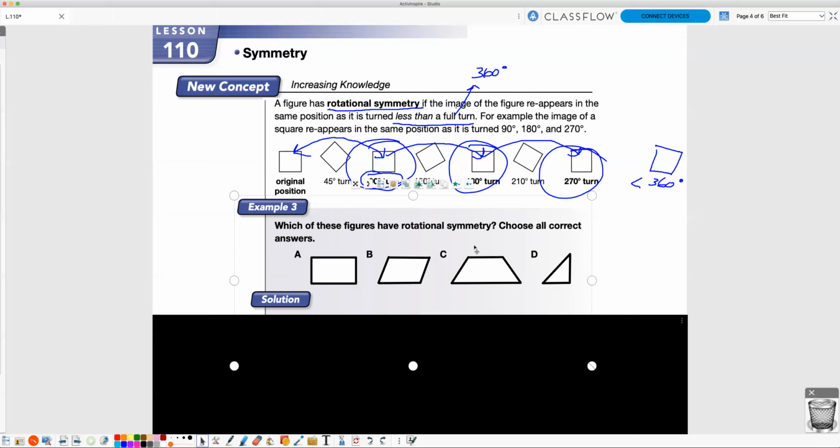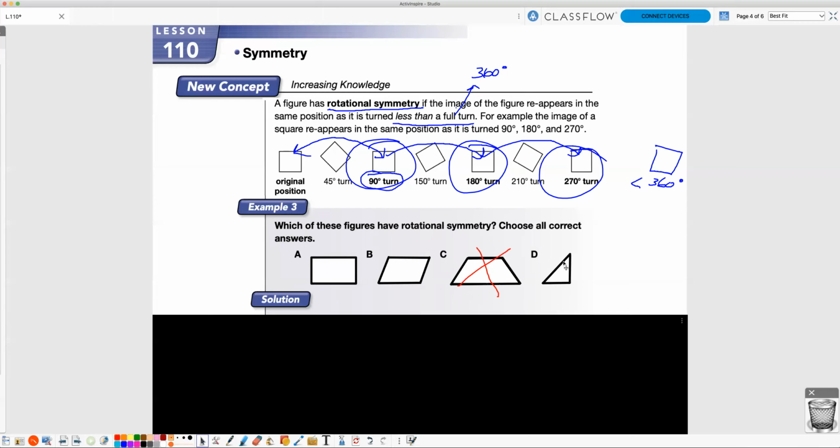Let me see if I can grab this again. Let's see. No, there we go. So if I'm going to rotate this one at any point, no, that's not going to work. Nothing, nothing, nothing until I go all the way back to the original. So I had to go 360 degrees, so that one does not work. So A is not something that has rotational symmetry, or C does not have rotational symmetry.